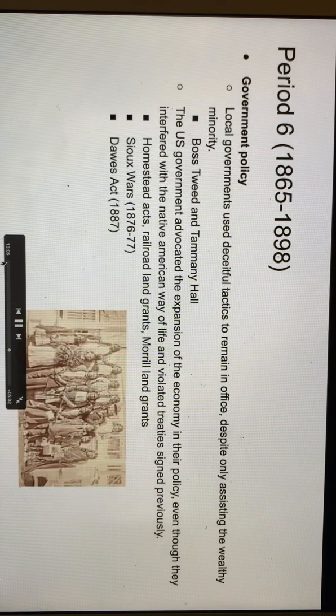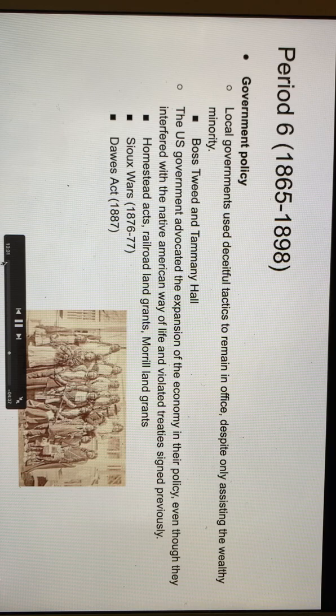During this time period, local governments used deceitful tactics to remain in office despite only assisting the wealthy minority. This includes Boss Tweed and Tammany Hall, and they would get votes by using corrupt tactics. The U.S. government advocated the expansion of the economy in their policy, even though they interfered with the Native American way of life and violated treaties signed previously.